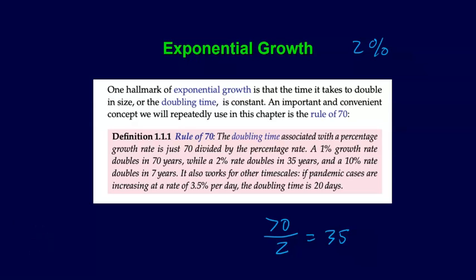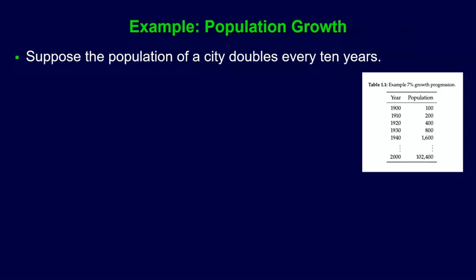Even though we'll do a lot of this in terms of years, this works for any time scale. The author points out here, for pandemic cases, for instance, if there was a growth rate of cases of 3.5% per day, the doubling time would be 20 days. So it's whatever time frame you want to use.